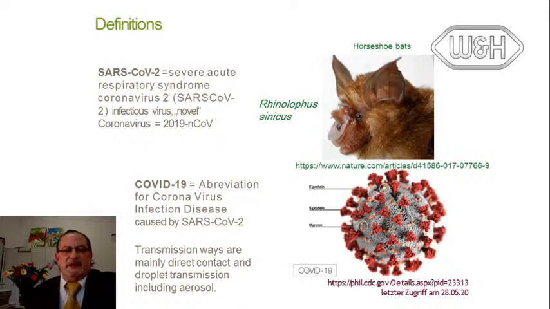And the illness that is derived from the infection with this virus is COVID-19, which again is an abbreviation for coronavirus infection disease caused by SARS-CoV-2. The transmission ways are mainly direct contact and droplet transmission, including aerosol.